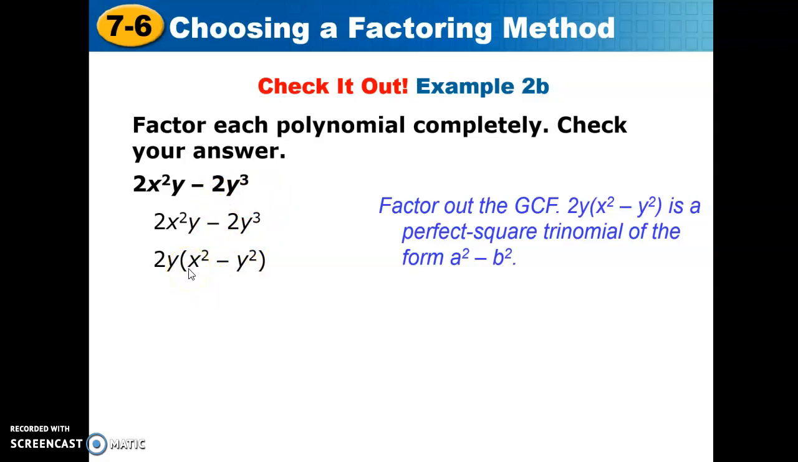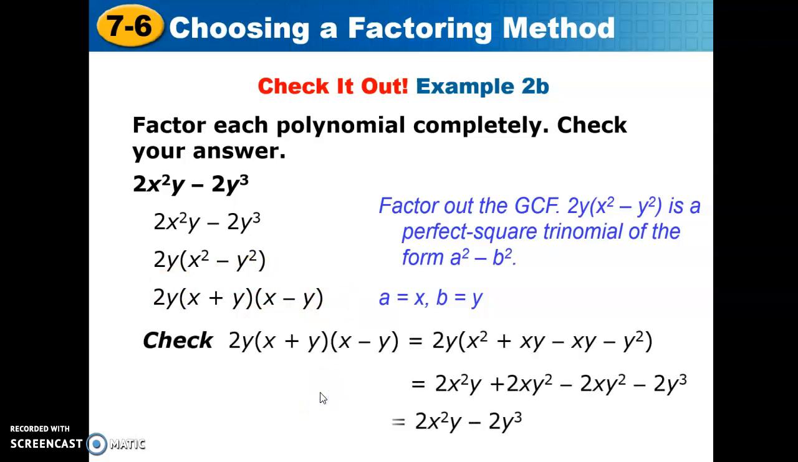I know that this is a difference of 2 squares. This right here should not say perfect square trinomial. This should say difference of 2 squares. I apologize about that. So when we go ahead and factor this difference of 2 squares, we get 2y, which is just our drop-down GCF, times x plus y times x minus y. Difference of 2 squares.